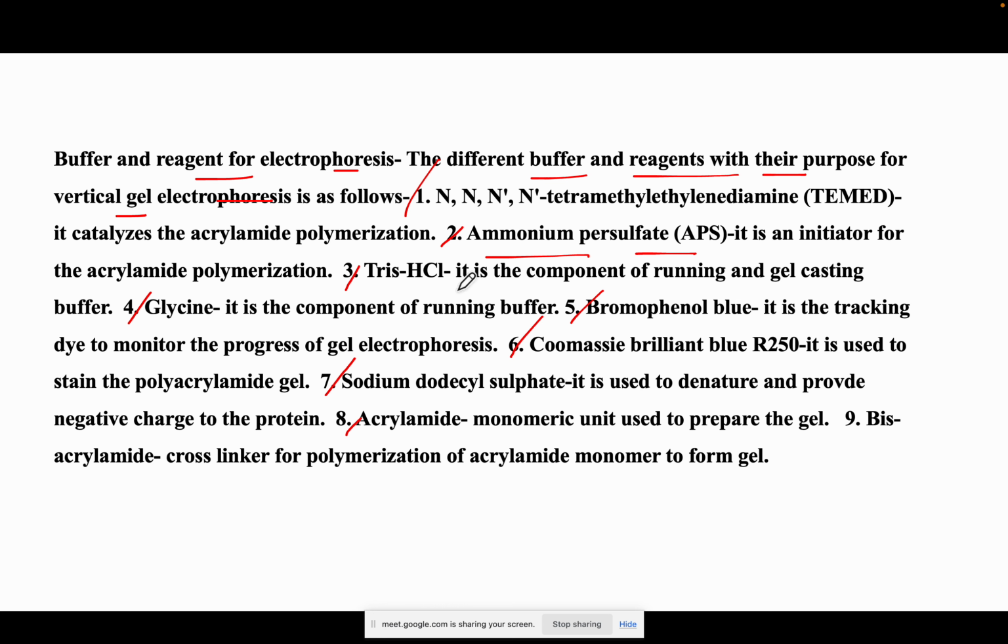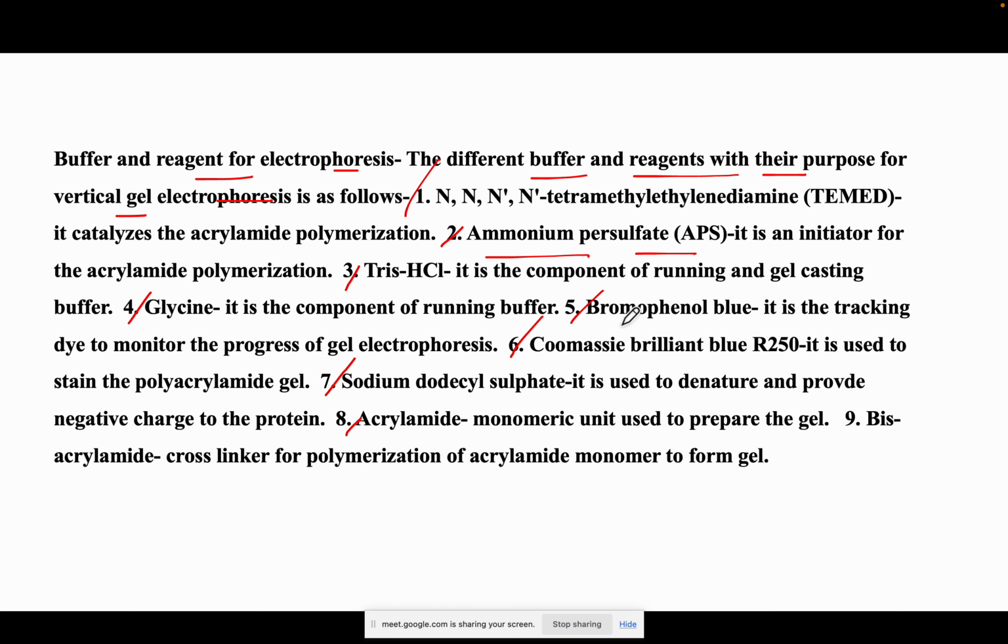Another component is Tris-HCl. It is a component of the running and gel casting buffer, and it will maintain the buffer pH. For the stacking gel, the buffer pH is 6.8, and for the resolving gel it's 8.8. Another component is glycine. It is a component of the running buffer.